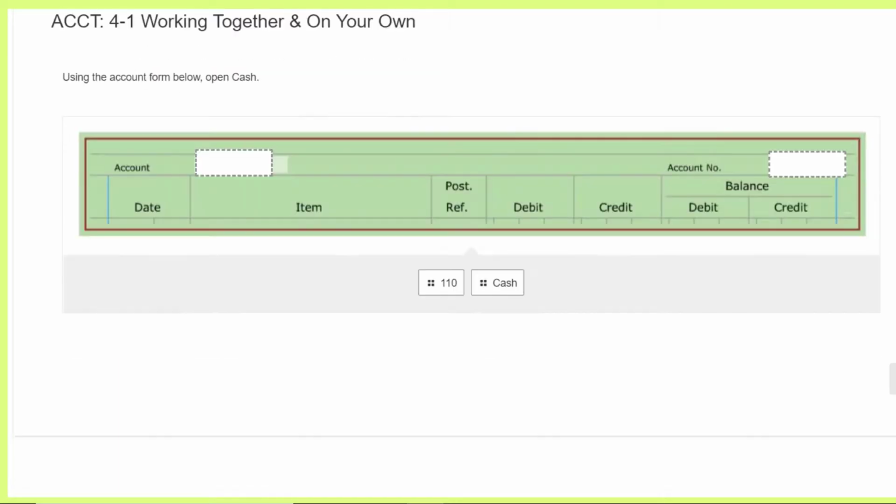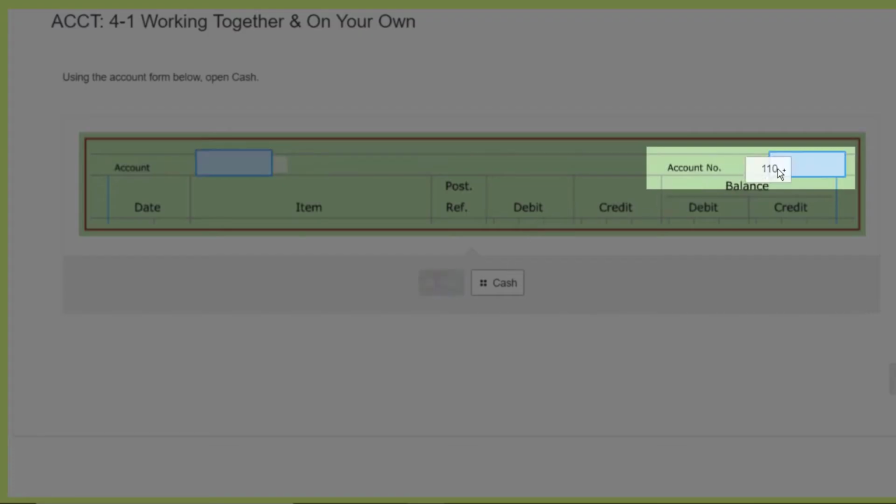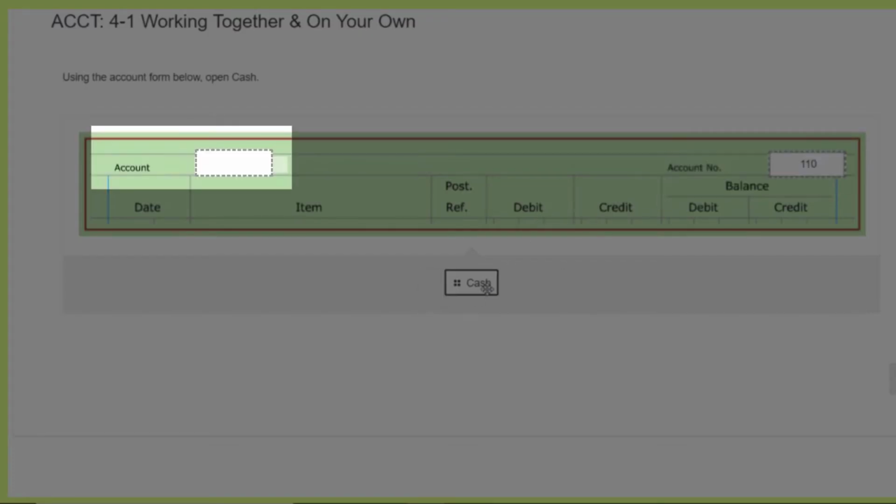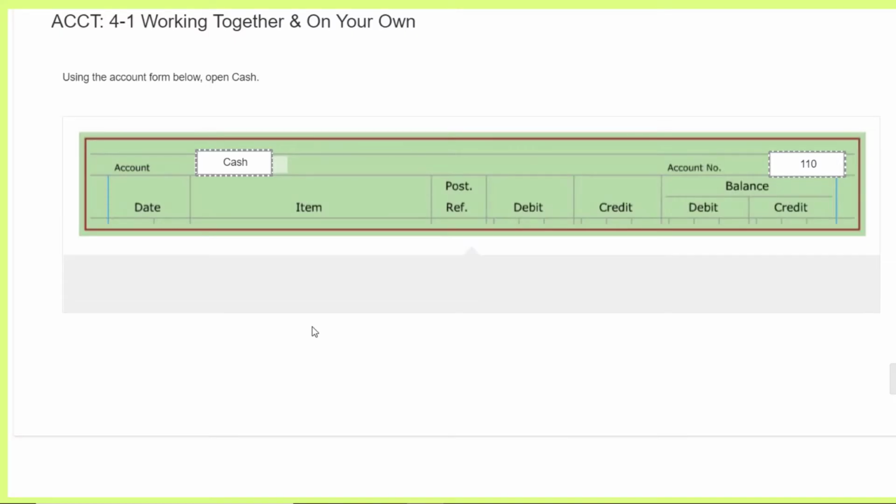So that's the drag and drop version. Now I'm looking to open cash in this account. So I'm just dropping these buttons where they belong. So the number goes with the number, and the account title goes with the account title. And that should take care of working together and on your own.